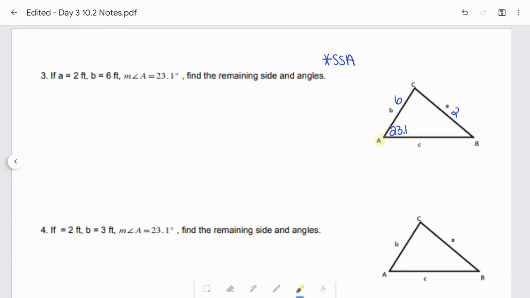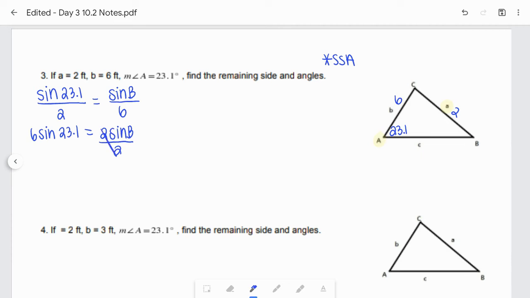So we do want to find the remaining side and angles. So we have angle A and side A. So that's the information that we are going to use. So we have sine of 23.1 over 2 is equal to sine B over 6. So we have 6 sine 23.1 is equal to 2 sine B. So let's divide by 2.